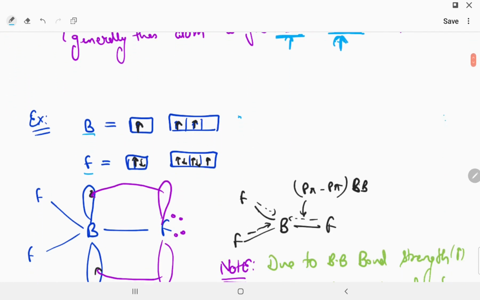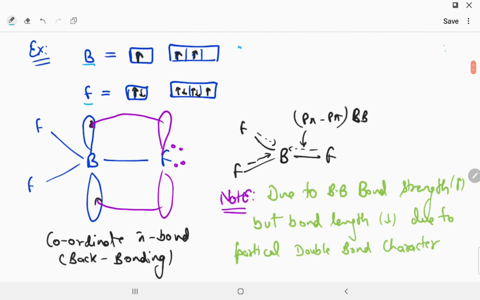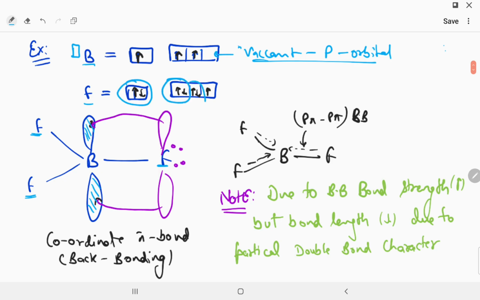Now understand the point. Let's take an example, BF3. Boron has a vacant p orbital, you have to remember it. Now understand my point. Boron is surrounded by three fluorines, 1, 2, 3. This is a vacant orbital, and each fluorine has three lone pairs. This is a paired electron, this is a paired electron, this is a paired electron.